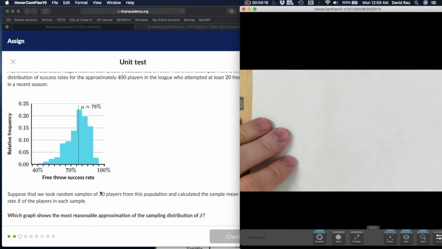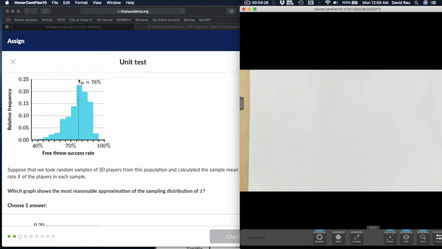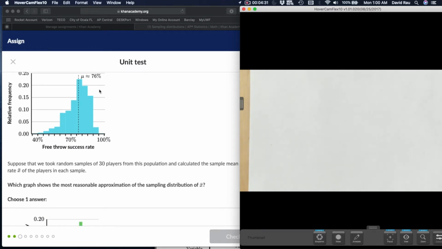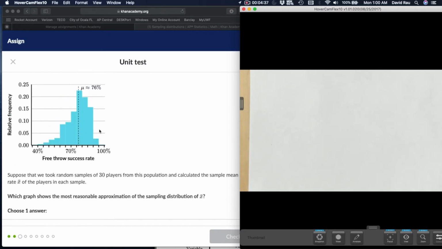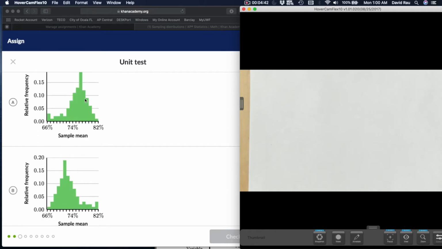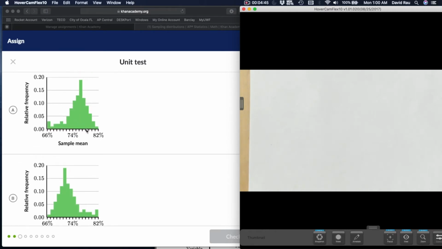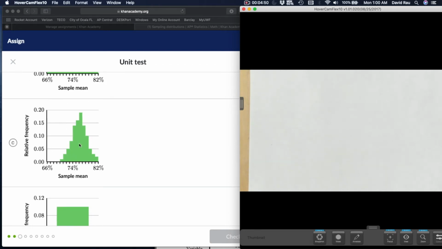When we sample 30 players, remember 30 is your key of large sample size. So you're going to have a normal distribution for means: 30 or more for means, and then for proportions you need 10 successes or failures. Because we sample 30 players, we should see a roughly normal distribution about the mean 76. This one's about the mean 76. It's approximately normal, there's some outliers going on there, but this one's more normal, about 76.